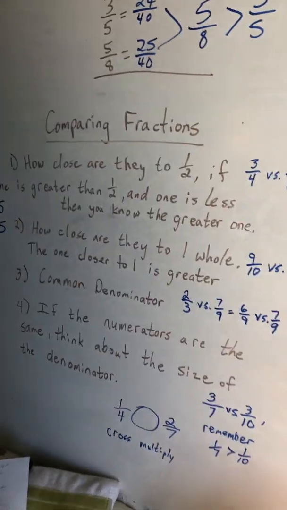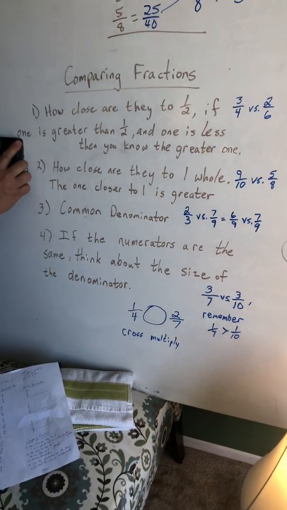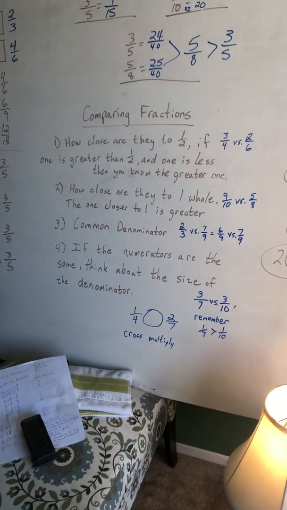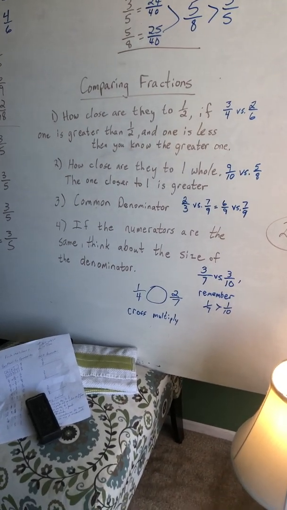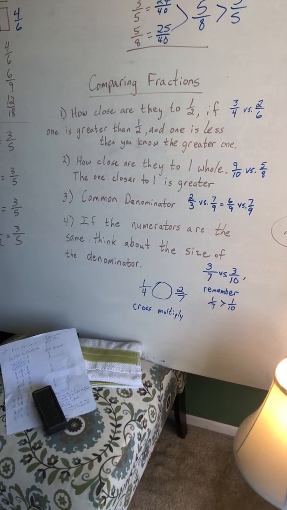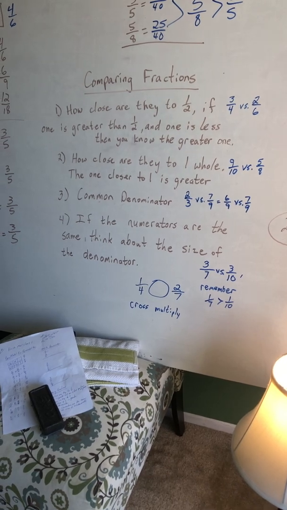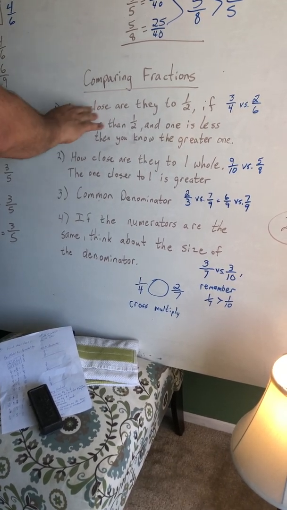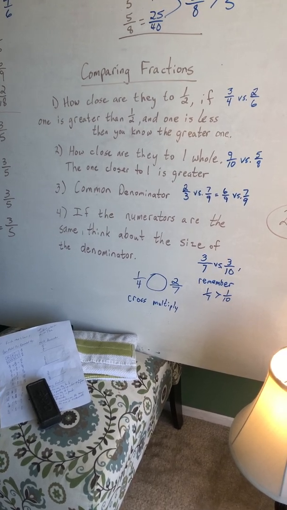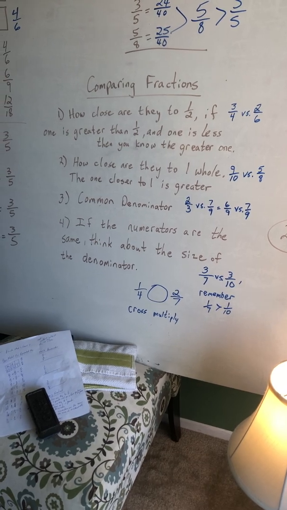Okay, so when you're comparing fractions, there's 4 things I want you to think about, okay? Number 1, let's just go with 2 fractions. I know we could compare 3 or 4 and put them in order from least to greatest, but let's just start with 2, the basic, okay? How close are they to a half? If 1 is greater than a half and 1 is less, then you already know the greater fraction.